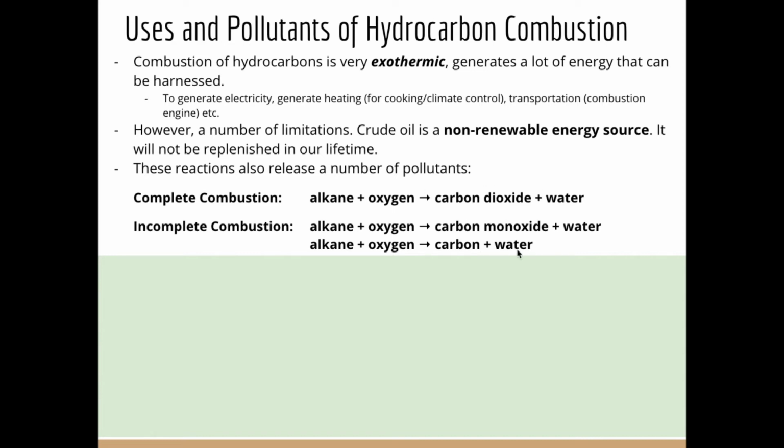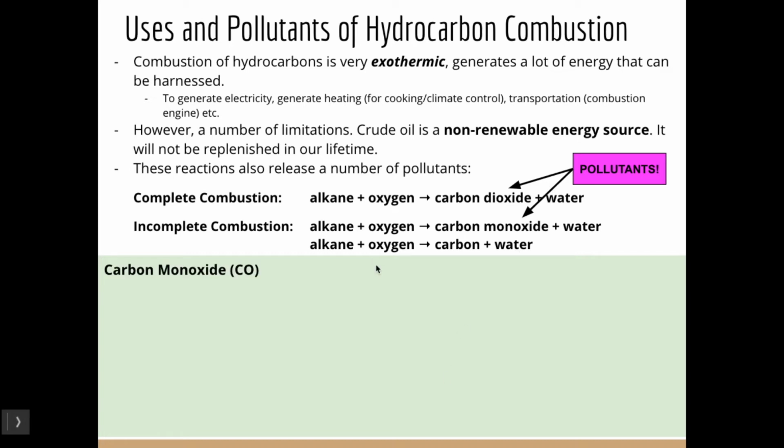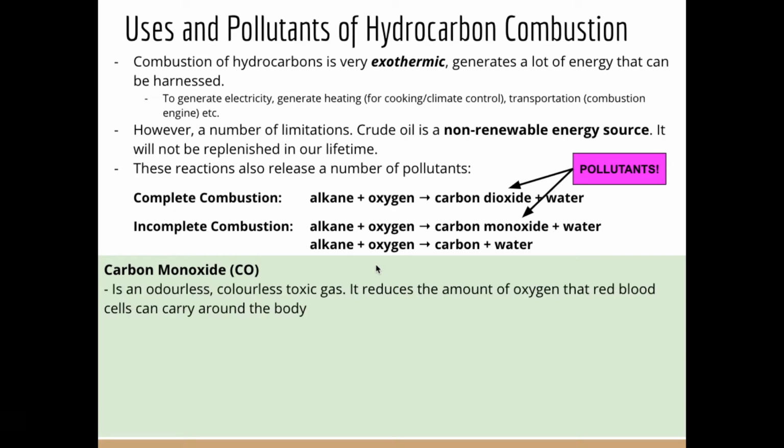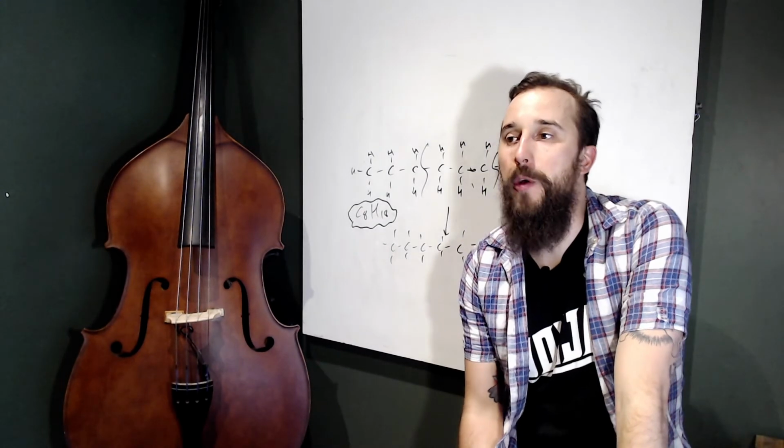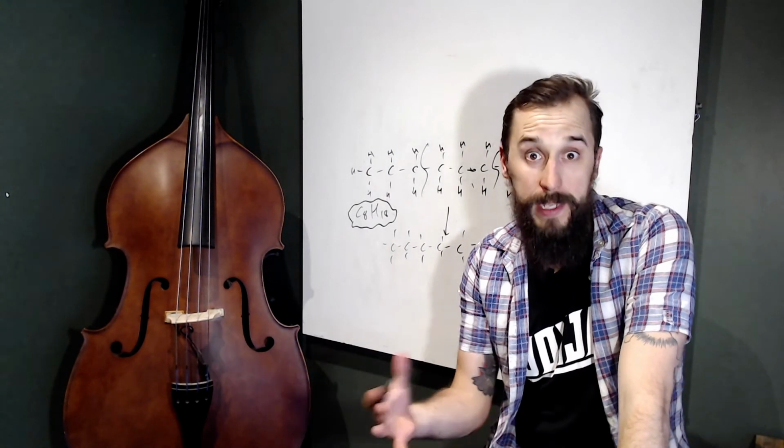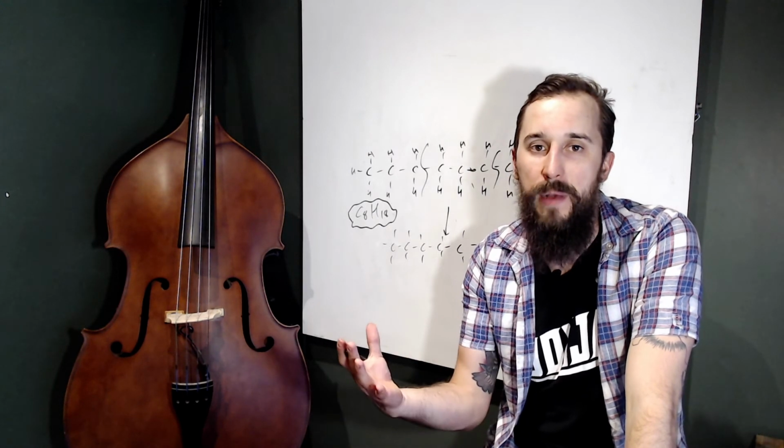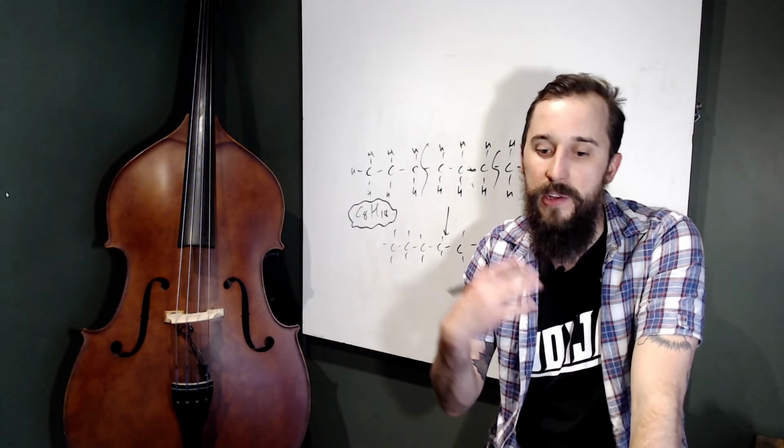Carbon dioxide and carbon monoxide are both pollutants for different reasons. Let's discuss first of all the carbon monoxide. Carbon monoxide, CO, is very, very toxic, and it's also odorless and colorless. So it can be extra dangerous because you might not even realize that you are being poisoned by it. It's colorless, odorless, there's no way to detect it.